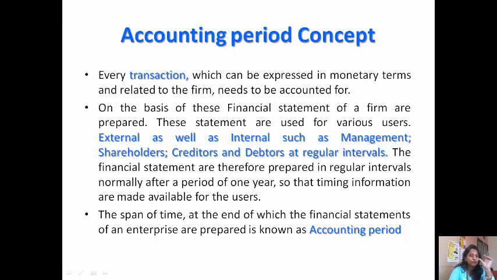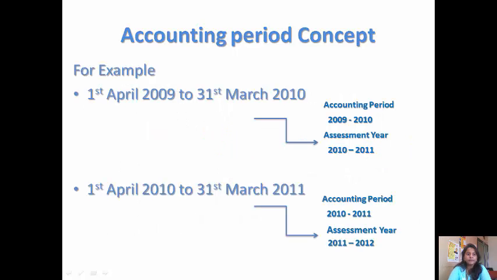The span of time at the end of which the financial statements of an enterprise are prepared is known as the accounting period. I'll give you an example. 1st April 2009 to 31st March 2010. Accounting period is 2009-2010. Assessment year is 2010-2011. Second example, 1st April 2010 to 31st March 2011. Accounting period is 2010-2011. Assessment year is 2011-2012.